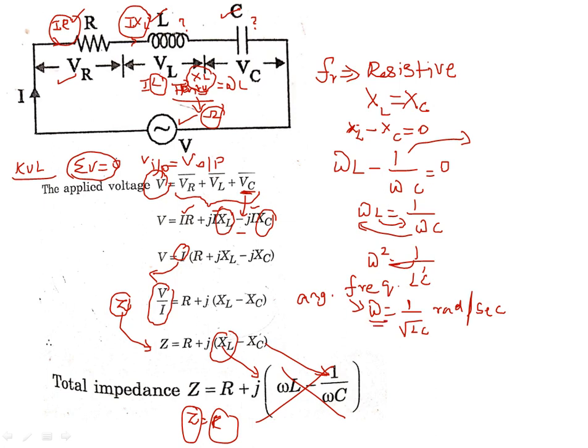Now omega is equal to 2 pi Fr, which is equal to 1 by root LC. That means Fr is equal to 1 divided by 2 pi root LC. The unit is hertz. So this is the basic, simple derivation of resonant frequency.